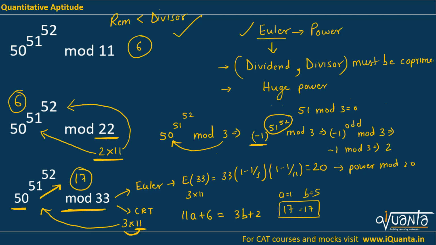I hope a lot of your doubts would have been cleared by solving these three questions. I showed you multiple cases in which multiple remainder theorems were being used in the same question. It is not the case that you cannot use more than one remainder theorem in a question. You might have to use Euler first to reduce the power, then you might have to use CRT in the next step. So there can be questions where you'll have to use more than one remainder theorem.